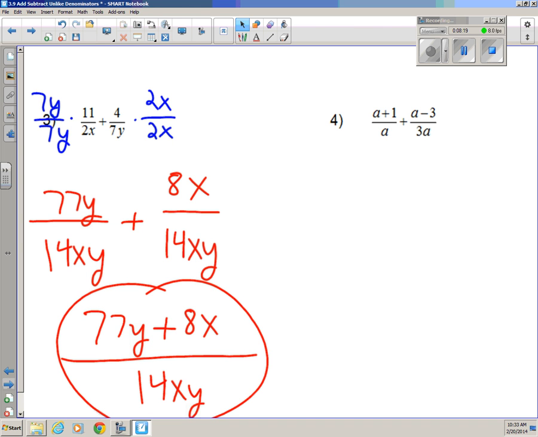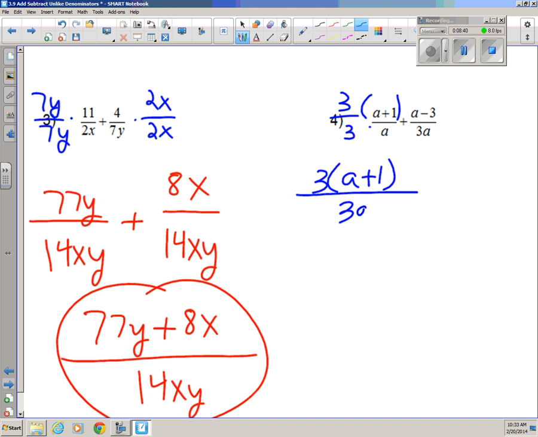Next one, one's got an a, one's got a 3a. Well, all that you need to do to get a common denominator is to multiply this first fraction by 3. And when you do that, you need to realize that that binomial up top has to get distributed by that 3. So what's going to happen up top is you've really got this 3 with the a plus 1 over 3a, plus, in this case, you've got a minus 3 over 3a. I'm not putting that one in parentheses just yet because what I realize is I have to distribute in here. So I become 3a plus 3, and then I'm going to take the second fraction.